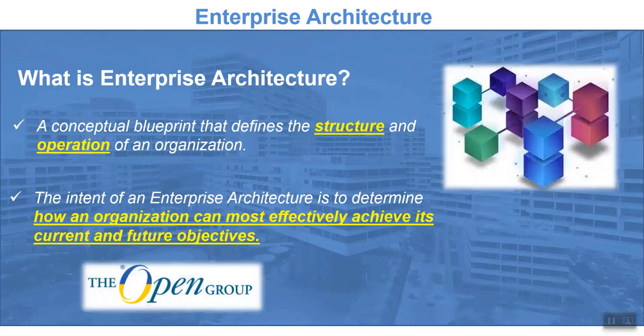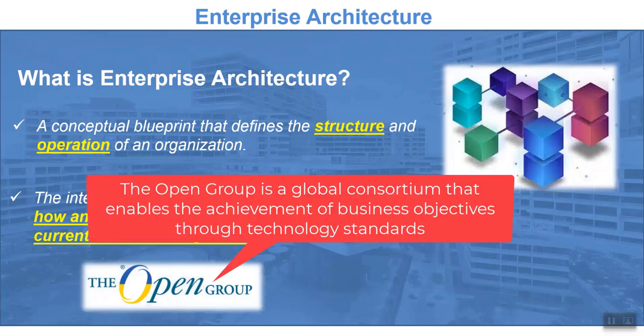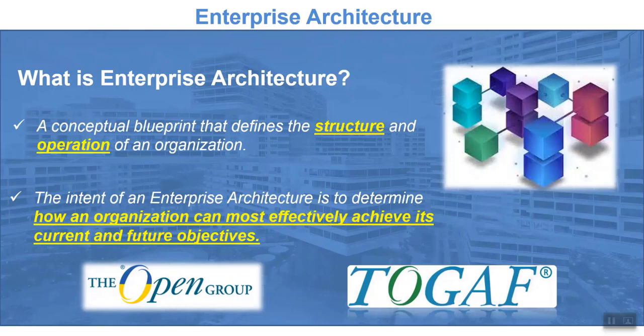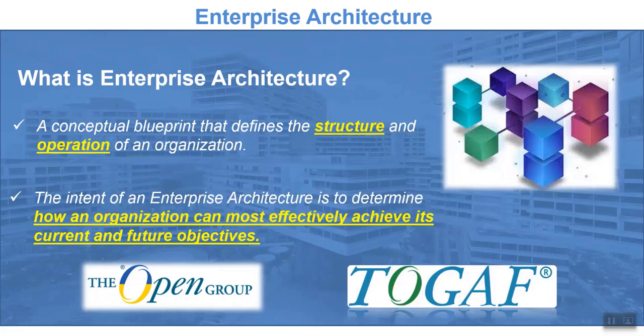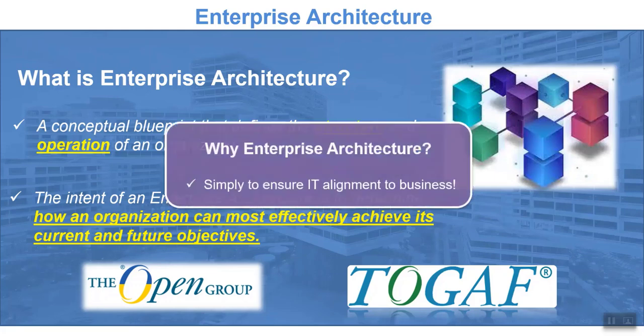Thanks to the Open Group, this is a global association that defines standards that help organizations realize business objectives using technology. The Open Group created TOGAF, the Open Group Architecture Framework. TOGAF defines a disciplined approach towards designing and implementing an enterprise architecture. TOGAF also includes best practices and guidelines while defining the architecture. If we will summarize the value of having an enterprise architecture in place, it would be to simply ensure that IT is aligned to business.